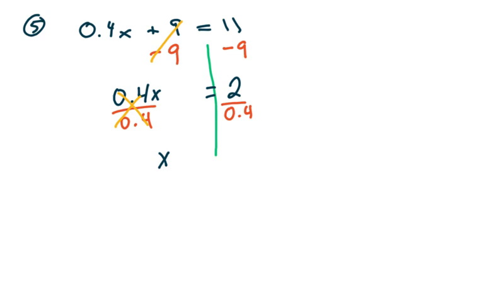Now we ask, how do we divide 2 by 0.5? Or excuse me, by 0.4. So if I have 2 divided by 0.4, and I want to move the decimal point 1 to the right so it's not a decimal anymore, then I have to move the decimal point on the numerator 1 to the right. So this is the same thing as 20 divided by 4, which is 5. So x equals 5.